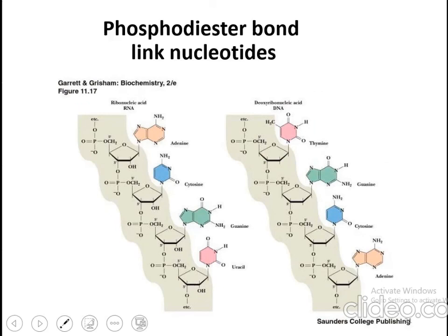These are the phosphodiester bond linkages present in RNA and DNA. This is the phosphodiester linkage shown in light cream color present in DNA. This is the phosphodiester linkage present in RNA. It is a similar type of linkage, almost the same in both DNA and RNA.